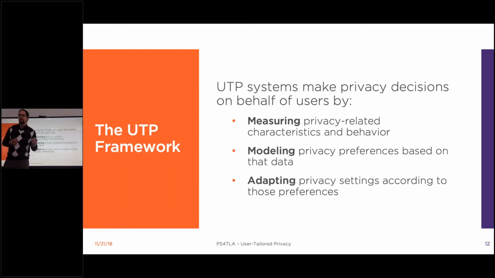And then finally, user-tailored privacy-based systems may make supportive adjustments to the system, personalized adaptations that help the users in achieving the privacy preferences that are modeled. And this can be in terms of direct changes to their settings, or in terms of recommendations for changes to their settings, potentially with some justifications for why changing those settings would be useful for them.